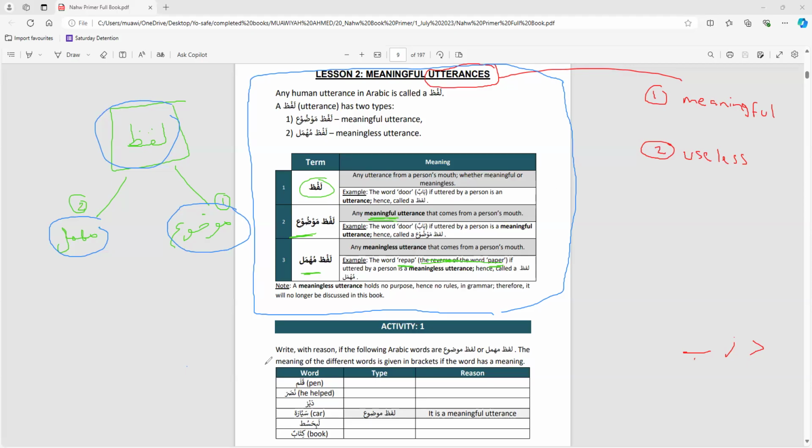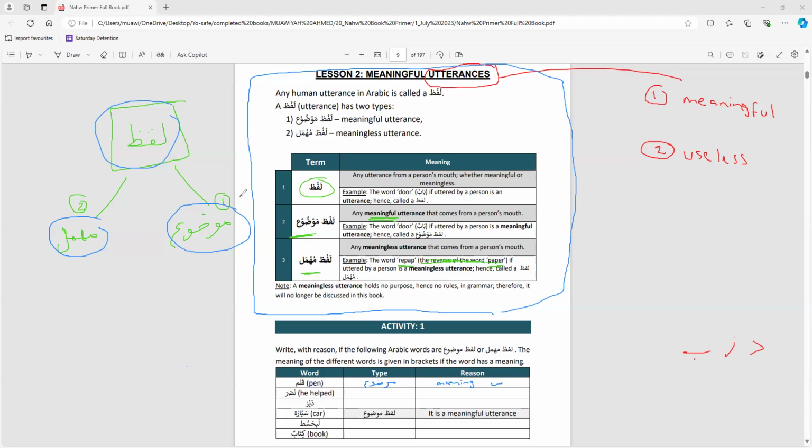So Yahya, is that clear? Ji, it's clear. So let's go through the first one. Qalamun, or in English, pen. Would you call that lafz mawdu or muhmal? Mawdu. Okay, I agree. I need a reason. Because it's something meaningful. It's a meaningful utterance. There's a meaning behind it. I'm just going to put tick.